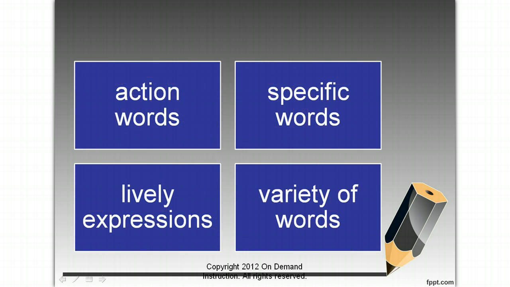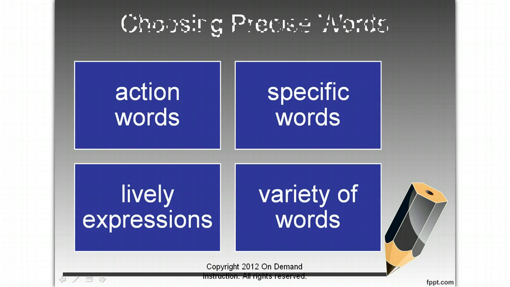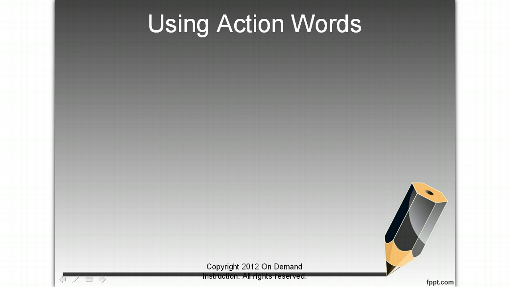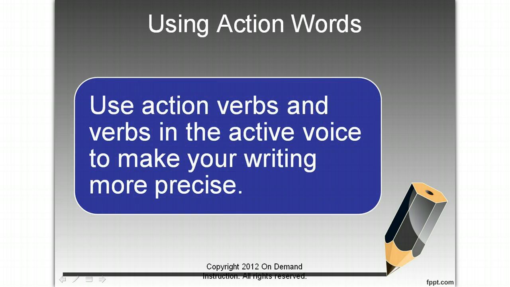You can learn to take advantage of the many word choices available in the English language to make your writing more precise. Learn to use action words and specific words, create lively expressions, and explore a variety of words. Weak verbs include unnecessary linking verbs and verbs unnecessarily in the passive voice. Learning to use action verbs in the active voice can make your writing clearer and more interesting.